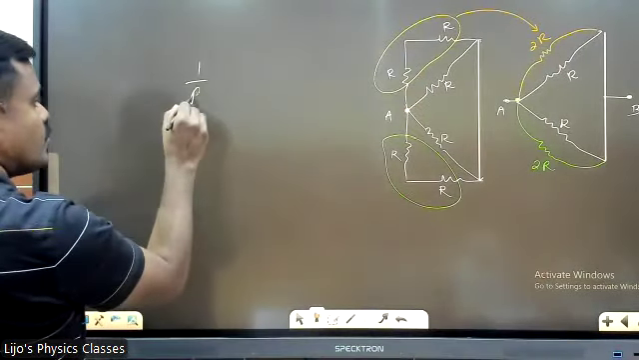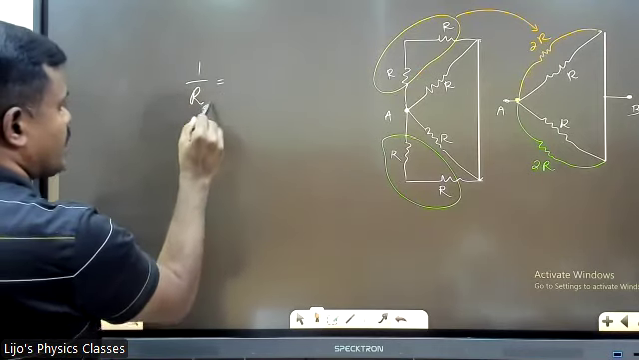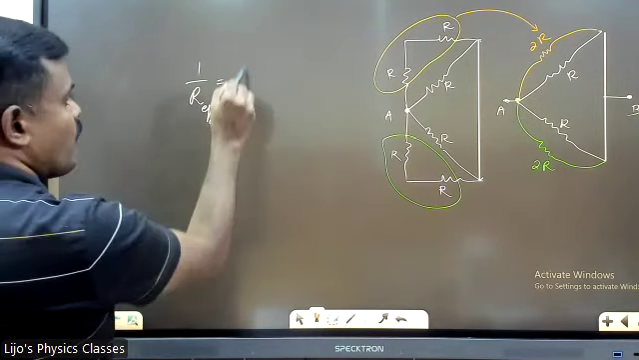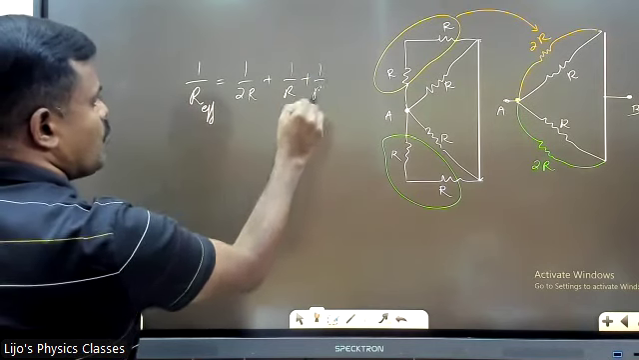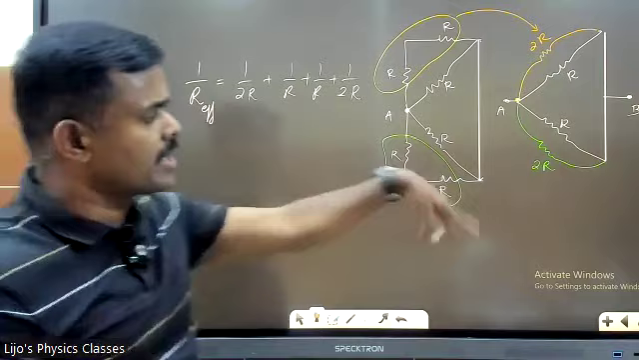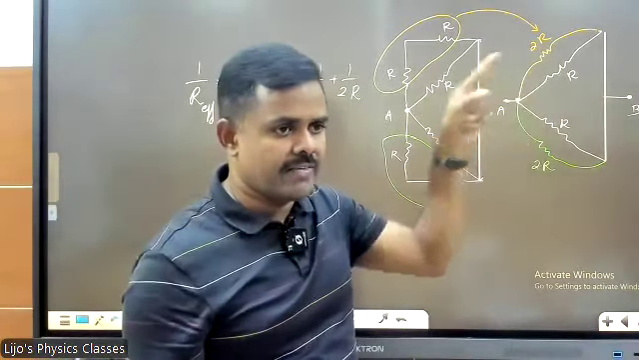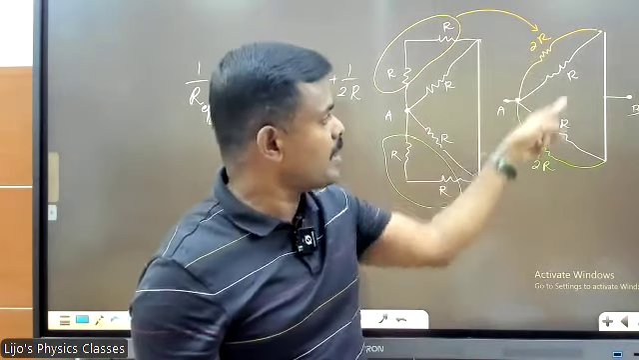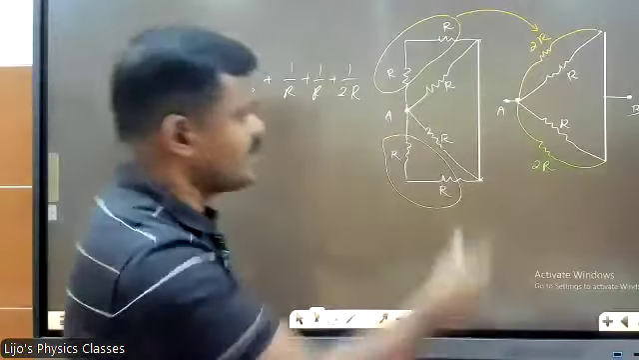All in parallel means how to find 1 by R effective? 1 by R effective is equal to, tell me what? 1 by R1 plus 1 by R2 plus 1 by R3 plus 1 by R4. Or you can use the shortcut. 2R and 2R in parallel, 2R by 2. Earlier I gave a shortcut, right? R and R parallel, it is R by 2. Then you can take them in parallel. Or take it this way, the direct method.